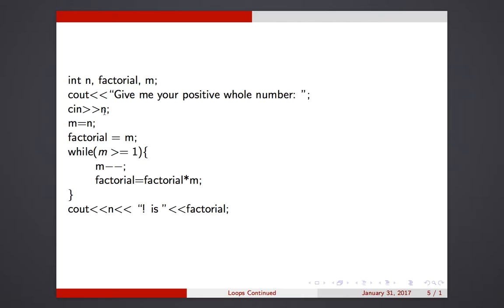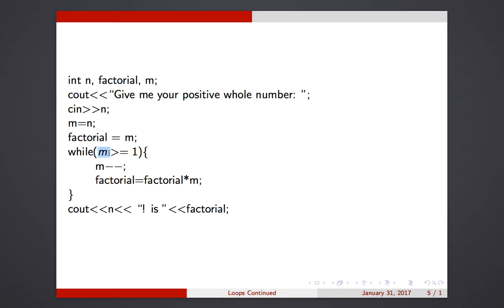So if the user enters 10, right, m becomes 10, factorial becomes 10, then m becomes 9, so I get 10 times 9, and then m becomes 8, so I get 10 times 9 times 8, etc. Why would everything be dying down to 0? Let's think about what happens at the end of this, okay?